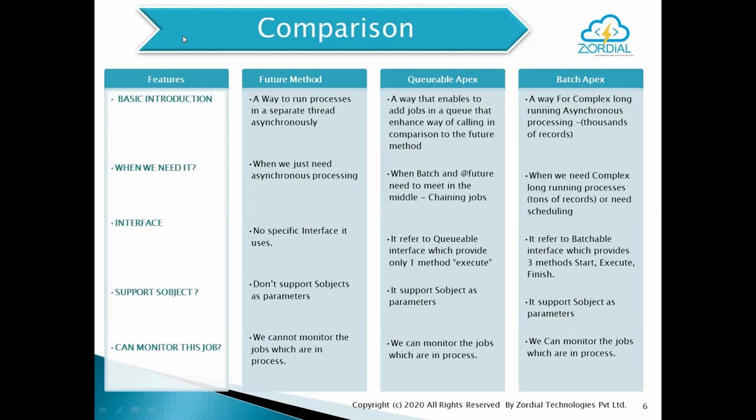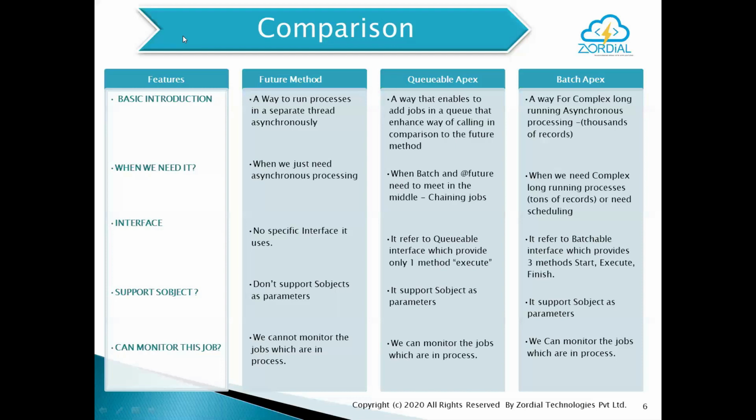So the basic introduction. As I said before, the future method is a way to run processes in a different thread. A different thread means an asynchronous way, so that it will not be a part of the main thread from where it was executed. Queueable Apex enables you to add the job in a queue. It means it is enhancing the way of calling the asynchronous method.